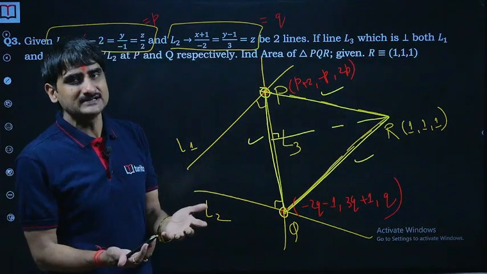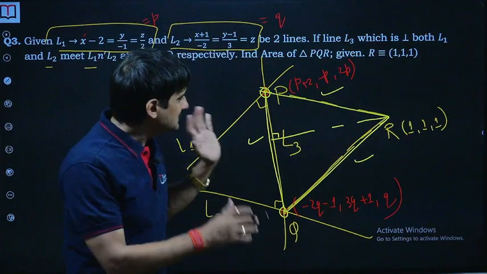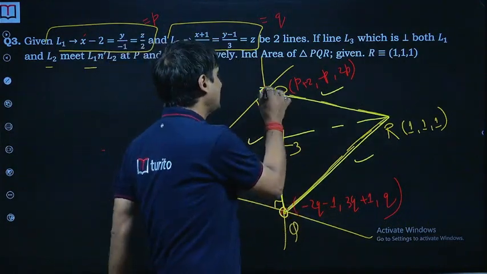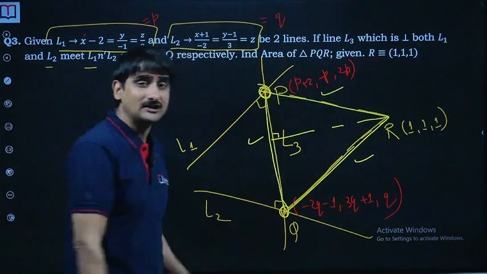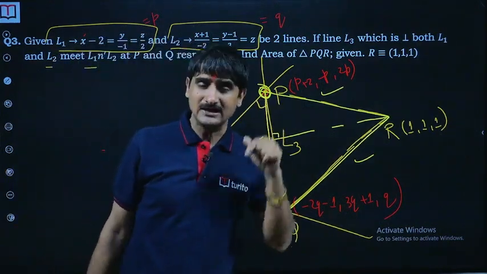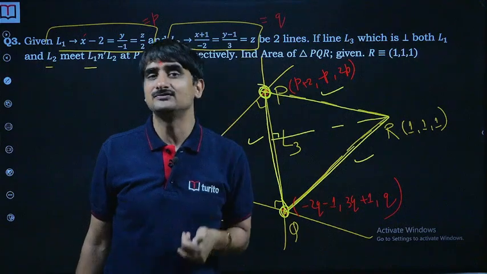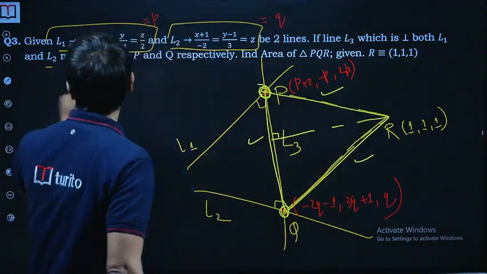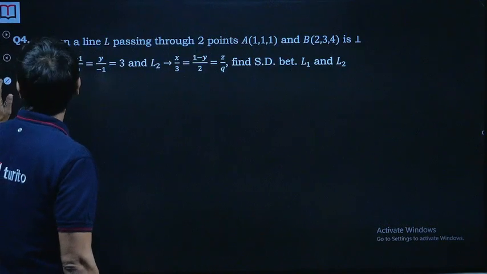Okay, how to find that distance we'll take up later, but see, the important thing was how to find these points, the line joining those two points along which you have the shortest distance. So that was the next question. Now moving to the next one.